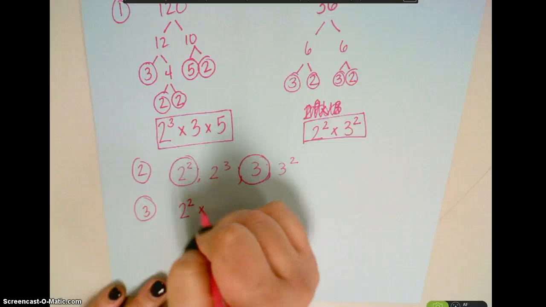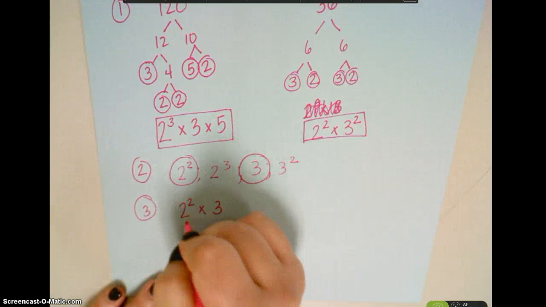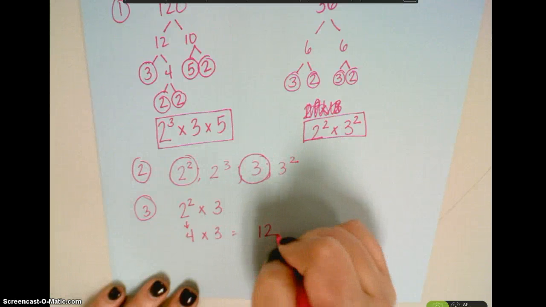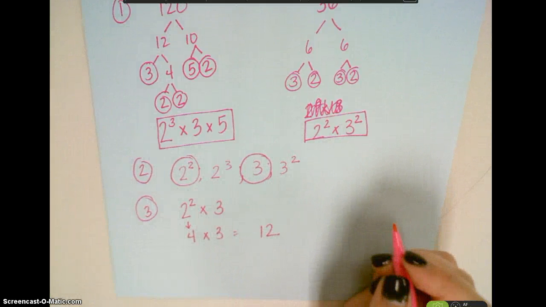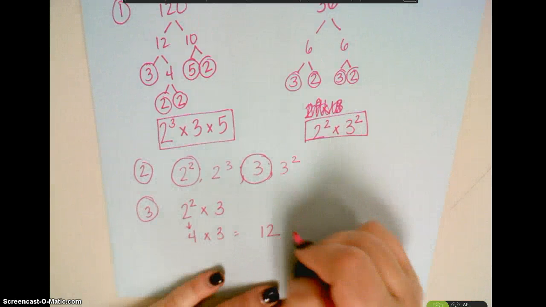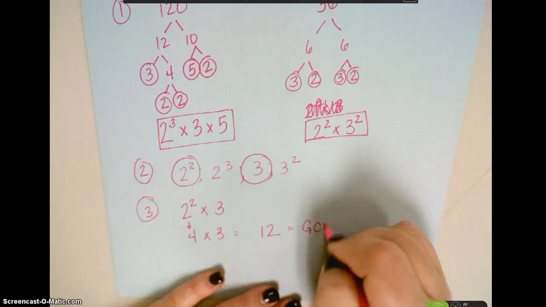2 to the second power times 3. 2 to the second power is 4, and then 4 times 3 is 12. So 12 is going to be our greatest common factor of 120 and 36.